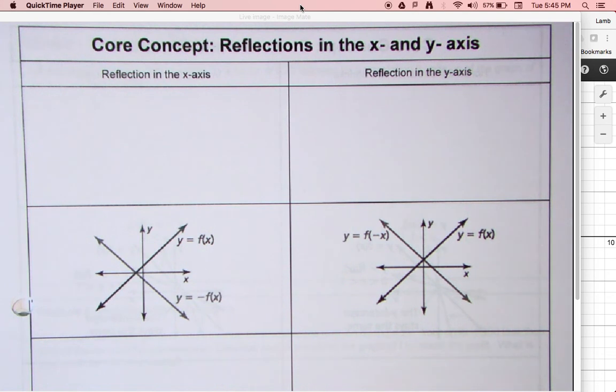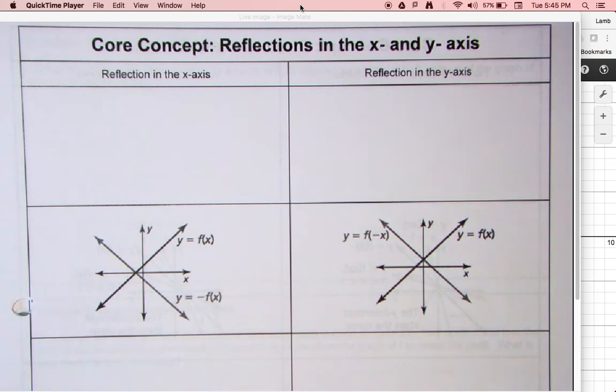Okay, this is the second of two videos to follow up with the explorations we looked at today. This is a follow-up of exploration 3, which is reflections in the x and y axis. You looked at the graphs of them and saw what happened in exploration 3 and communicating your answer. So what we're going to do today is formalize these things algebraically. All right, so here we go.